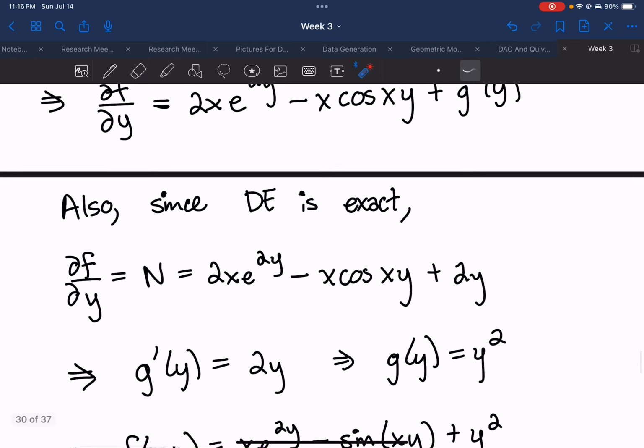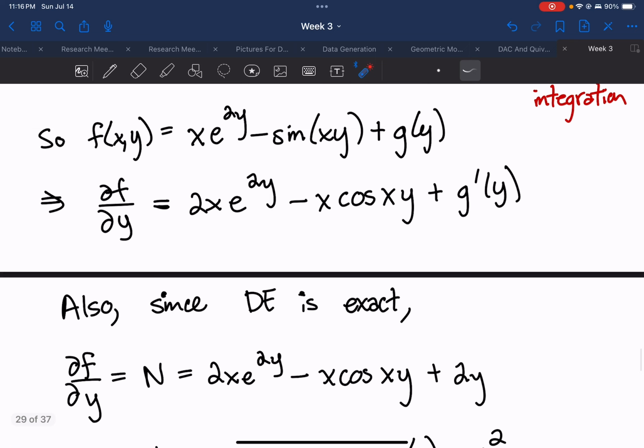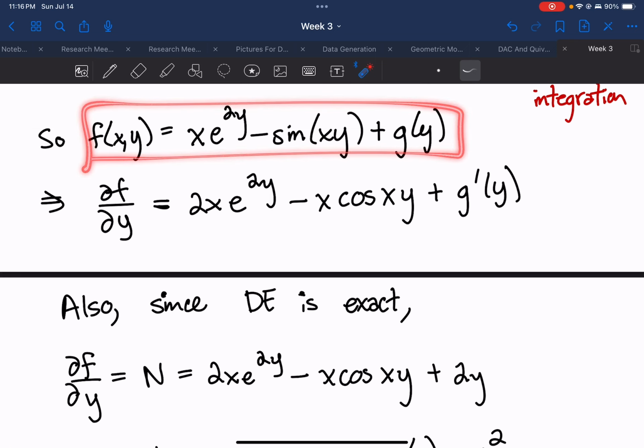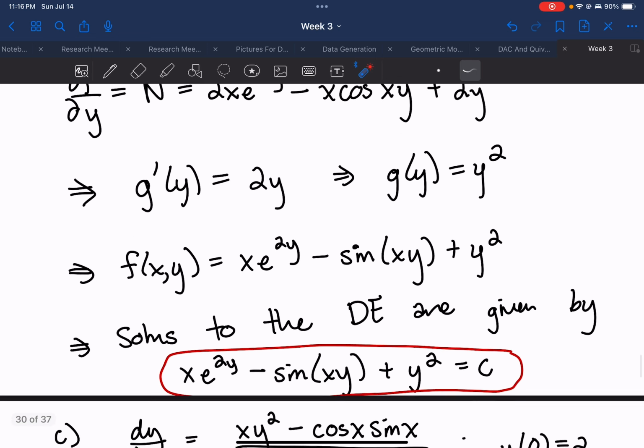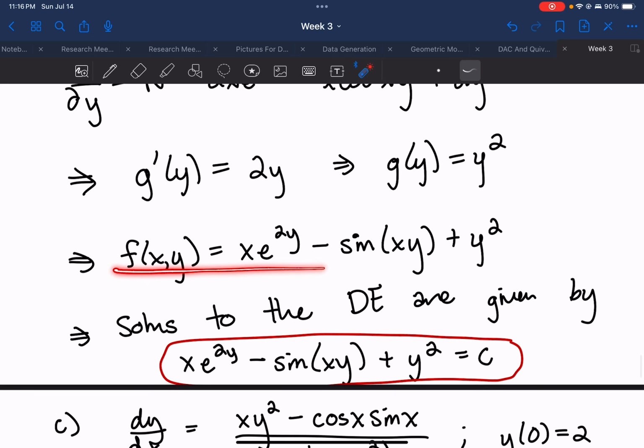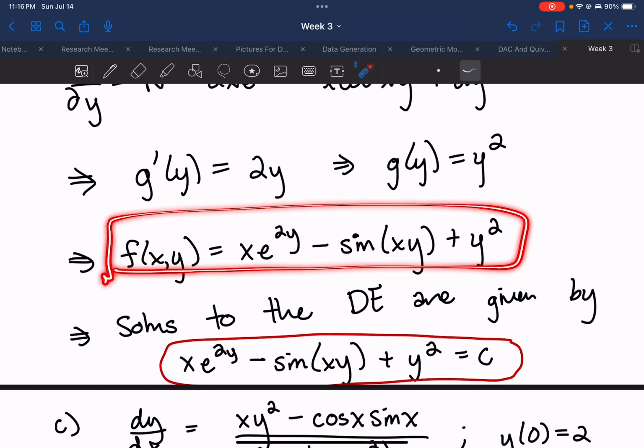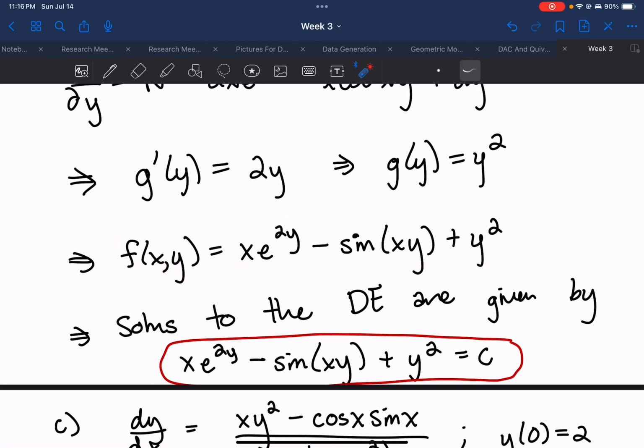Therefore, my function f, where are you? Right here. I just take g of y and I plug in y squared. Therefore, f is equal to this, but that's not the end, that's not the solution. To get the solution to the differential equation, you set this equal to a constant. So the solutions to the differential equation look like this.